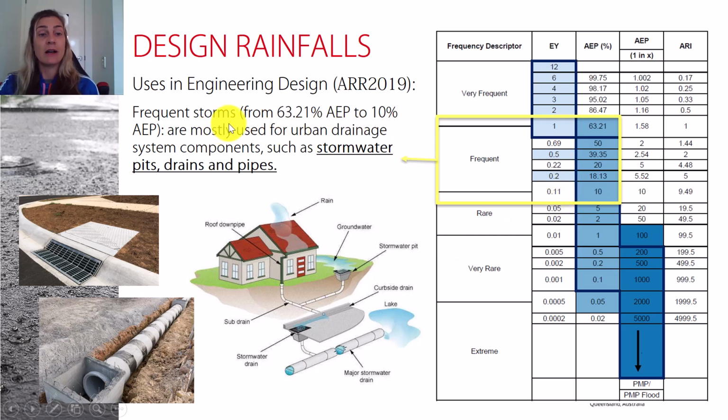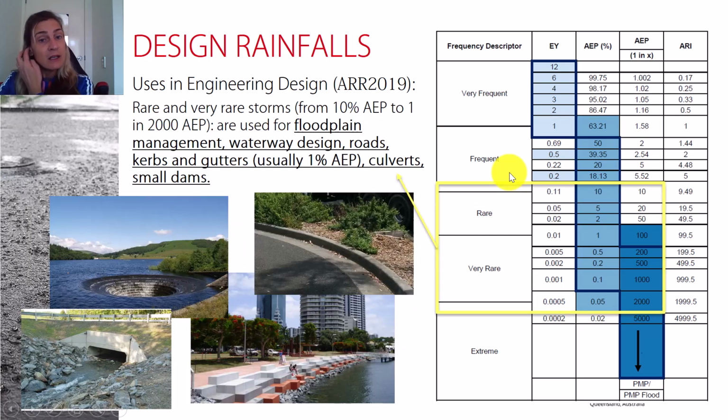Frequent storms, which range from 63.21% AEP to 10% AEP, are mostly used for urban drainage system components design. For example, stormwater pits, drains, and pipes. So here are some examples. And for those minor drainage system components, we will use frequent rainfall events.